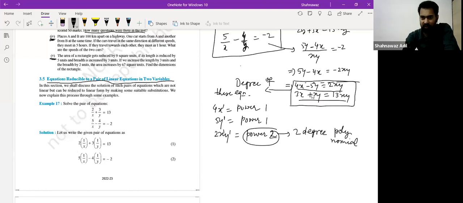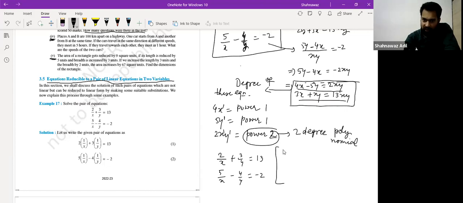So we can't solve this by any method. That is why we have to reduce this to linear form. Did you understand? We can't solve this by any of the 3 methods that we have learned so far. We have to reduce this. So 2 by x plus 3 by y is 13, and the other one is 5 by x minus 4 by y is minus 2.